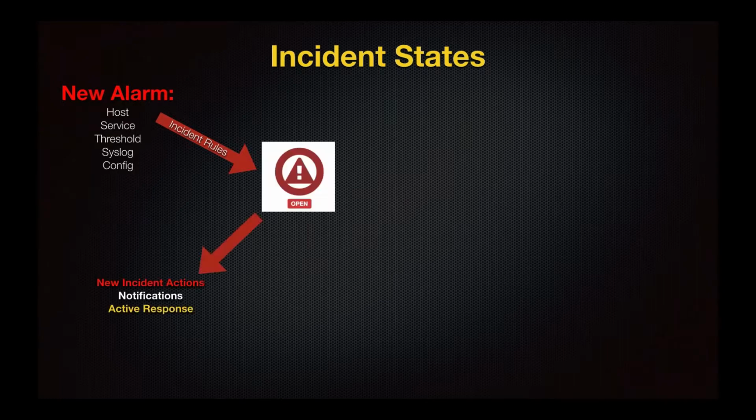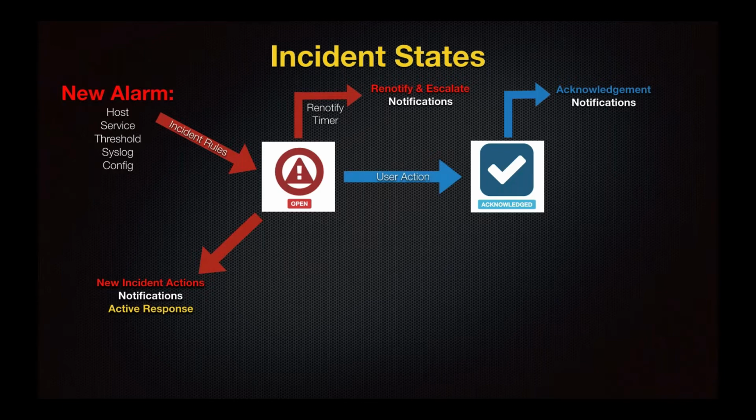If not, it will open a new incident. When that new incident opens, it will generate active response as well as notifications. So all the new incident actions happen at that point. If nothing is done with this and there's a re-notification set, it will, after that timer expires, re-notify and/or escalate based on your configuration. If a user takes action to acknowledge the problem, it'll move into the acknowledged state and it'll send out a notification to anybody who got the critical message that the problem's been acknowledged.